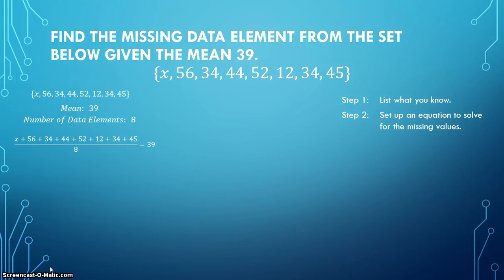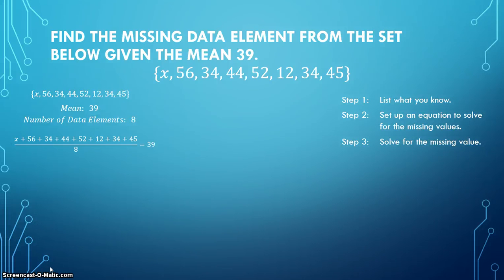x plus 56 plus 34 plus 44 plus 52 plus 12 plus 34 plus 45 make up the numerator, and all that just comes from the set of data, and it's all over 8, meaning divided by 8, because there's 8 numbers in the set of data. And we set that equal to 39 because 39 is our mean. So now we have set up our equation to solve for a missing number. And as you can see, our missing number is represented by x. So what we're going to do is move on to step 3, solve for the missing value.